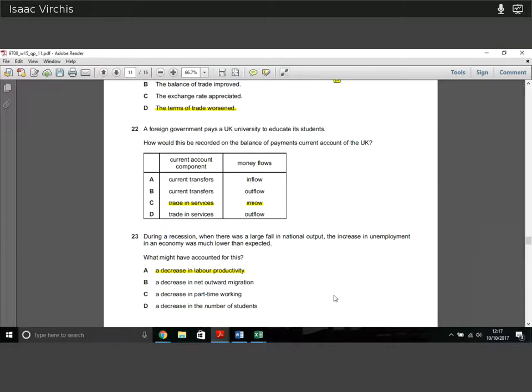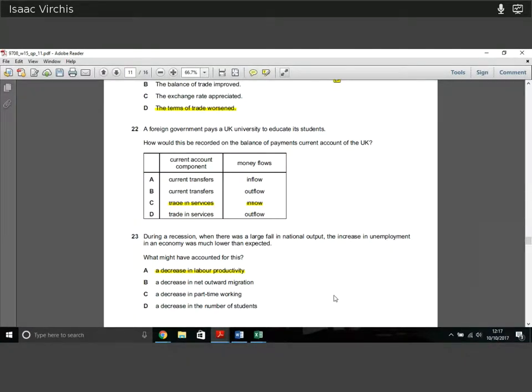Question 23. What we see here is that during a recession, there was a large fall in national output. Often that happens in a recession and you get increased unemployment. But the increase in unemployment here was much lower than expected. What might have accounted for this? One of the things that might have accounted for this is a decrease in labour productivity. Labour productivity is how effective and productive each individual worker is being. If your workers are being less productive, then you would pay them less. And also you'd have to employ more to produce the same amount of national output.